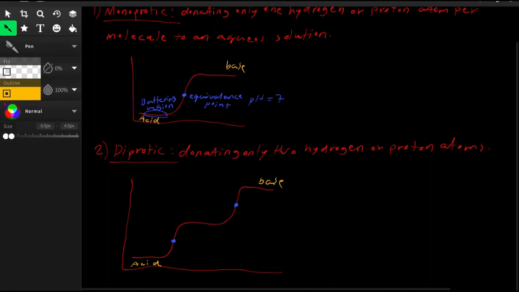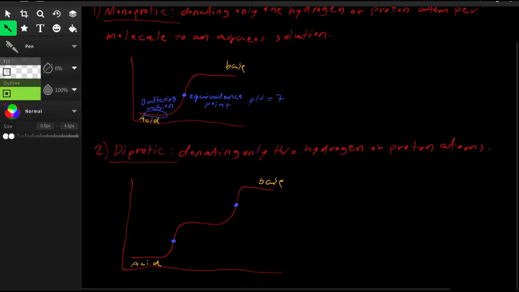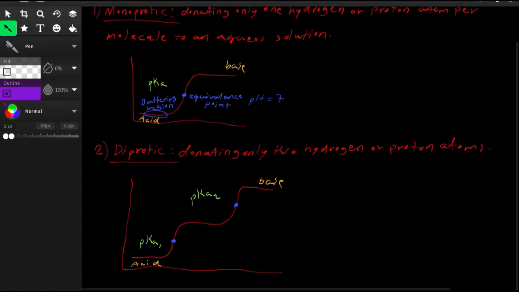So now in that curve, in the monoprotic, we're gonna have only 1 pKa. Here we're gonna have 2 pKa's, pKa1 and pKa2. And the buffering region will be in the middle.